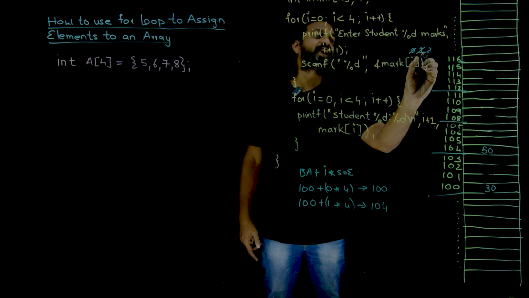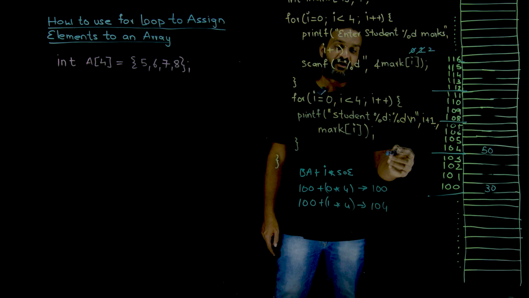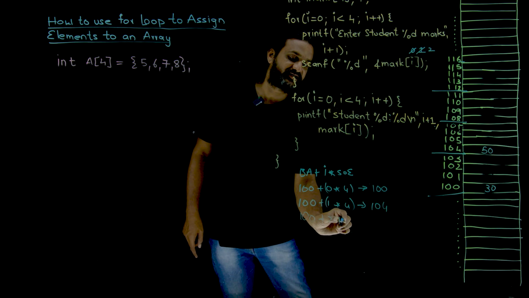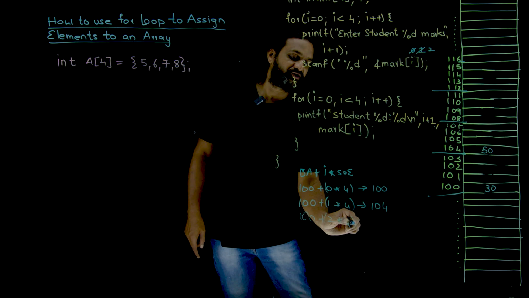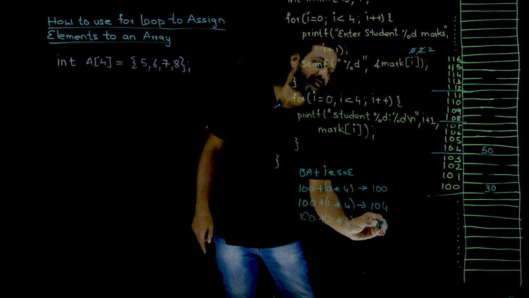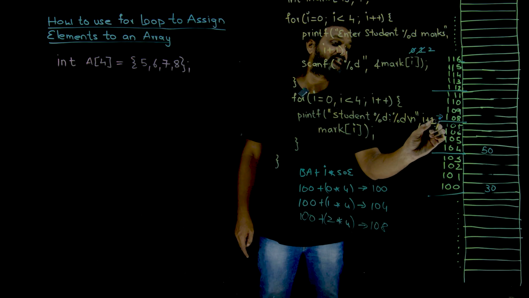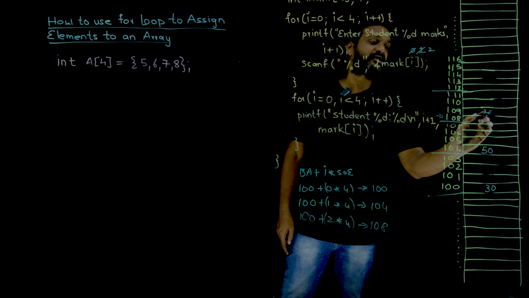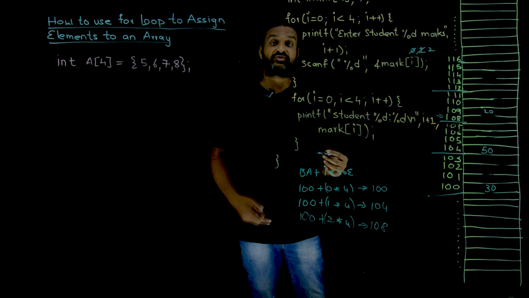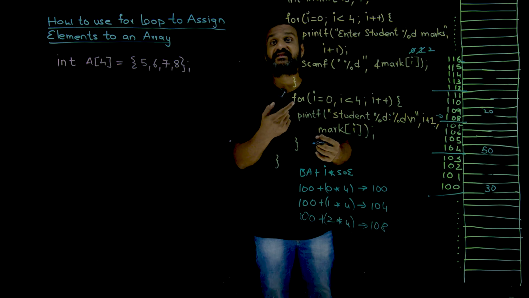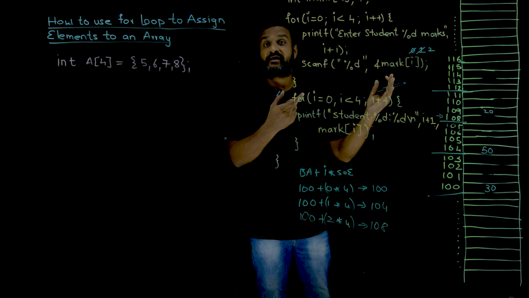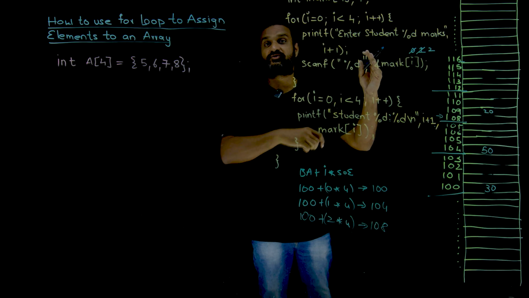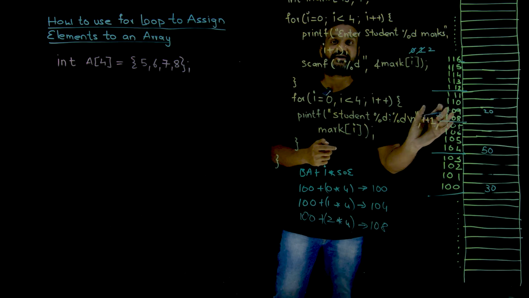Here the value of i will become 2. How do we calculate it? It is 100 plus 2 into 4, which is 108. This is the location where the third student's marks are to be stored. Let's assume the marks provided by the user is 20. So this is how we can assign the values onto the array by using a for loop. The user can assign the values onto the array by using this for loop.